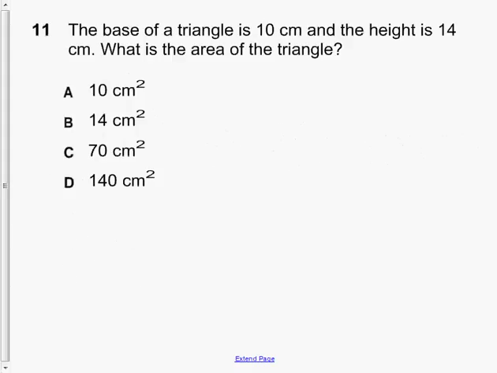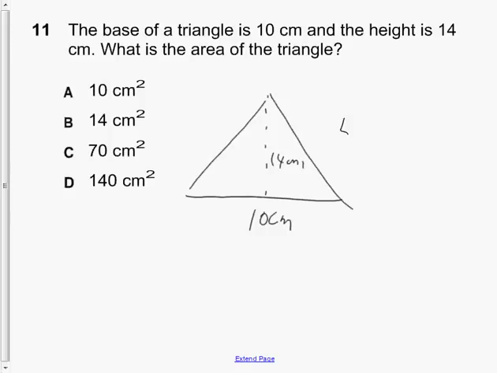Question 11 says the base of a triangle is 10, so I'm going to draw it. Of course, a good strategy is always to draw something that's not drawn for you. The base is 10 centimeters. The height is 14 centimeters. So base times height divided by 2 will be 10 times 14 divided by 2, which is 140 divided by 2, which is 70 centimeters squared.